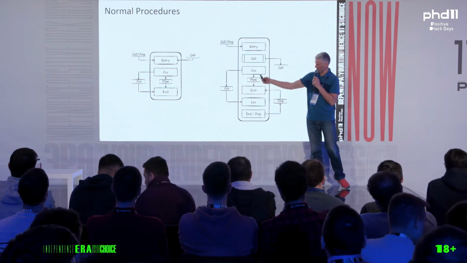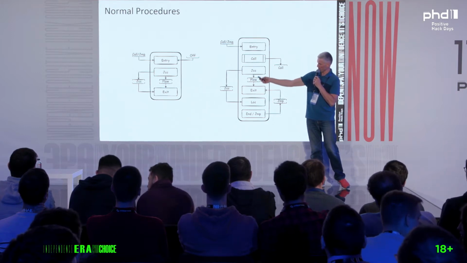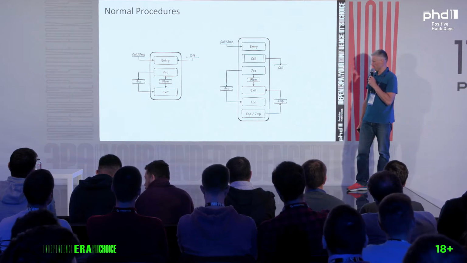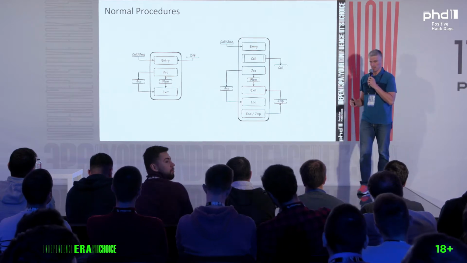And there may be jumps as well. And there can be some local labels here. And in the center, again, we are showing the regular execution flow.